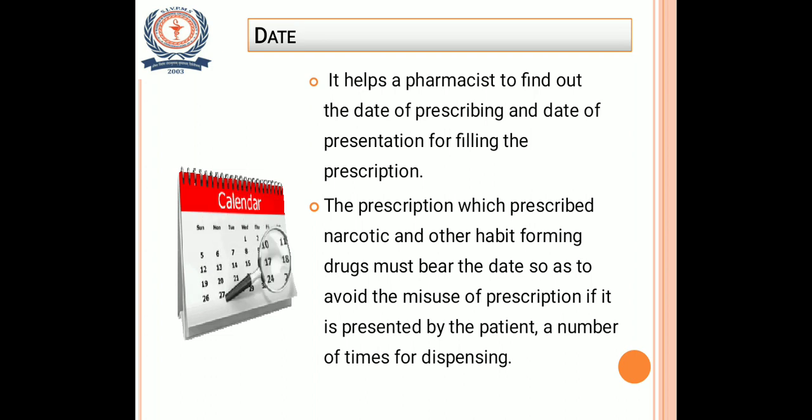Now, why is date essential? Because in a prescription there are some habit-forming drugs, and suppose the physician gives that particular medicine only for a week. As it is a habit-forming drug, the patient will repeatedly visit the pharmacy and ask for the medicines. So it is the duty of the pharmacist to note down the date and accordingly restrict the patient from taking the medicines. That's why, just to avoid misuse of the prescription, the date should be mentioned on the prescription.